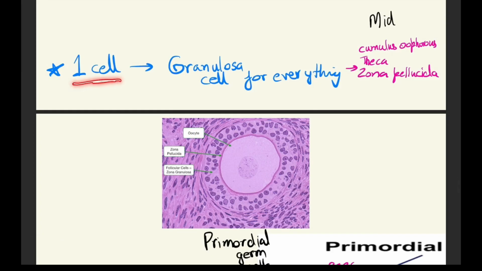Next we have one cell that is important, that is the granulosa cell, which is for everything. Granulosa cells lead to the formation of cumulus oophorus, theca, and zona pellucida, which we will discuss in a moment.